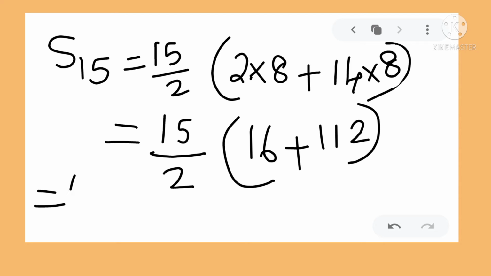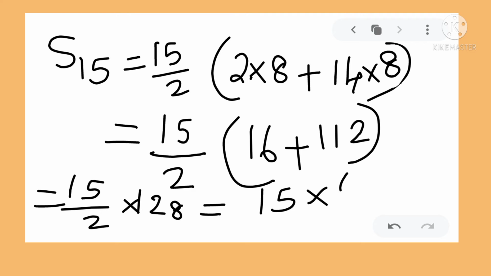So the answer is 15 by 2 into 128. Then we can cancel 2 and 128. So 15 into 64. So the answer is 960.